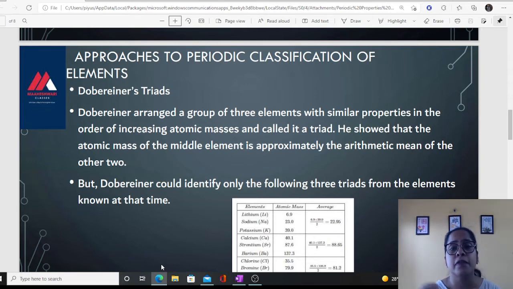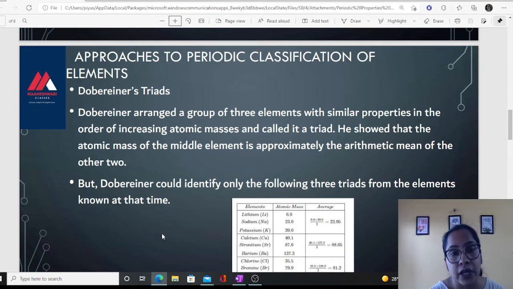He arranged a group of 3 elements which had similar properties of course. ठीक है. It's all about similar properties. Understand this. जो भी periodic table में है, groups में element है, they have similar properties. So he arranged 3 elements with similar properties and of course in the increasing order of their atomic masses. And he called it a triad. उन्होंने क्या किया? 3 एलिमेंट का ग्रुप बनाया और उनको इंक्रीज्ड अटोमिक मासेस के हिसाब से अरेंज कर दिया.